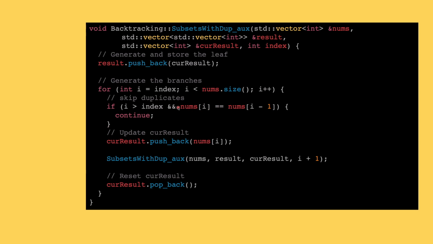And we can only do this if nums is sorted. So remember that our top level function, before calling this auxiliary function, has to sort nums just like before. We update our current result, call our function recursively, add to the index, and reset our current result.